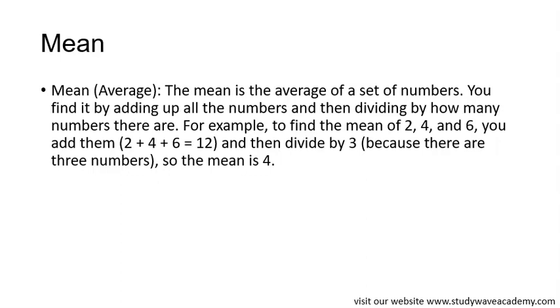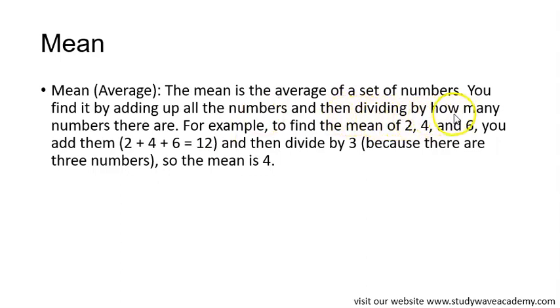Now let me explain better. You have 2, 4, and 6. Let's say this is the data you collected, okay? Now to get the average of these three numbers, you add them together. 2 plus 4 plus 6 is equal to 12, right? If you calculate 2 plus 4 plus 6, it will give you what? 12. Good. Now, after adding the numbers together, what do you do next?